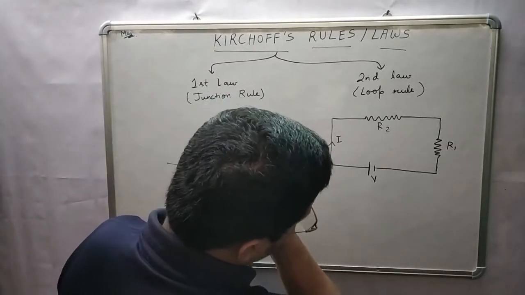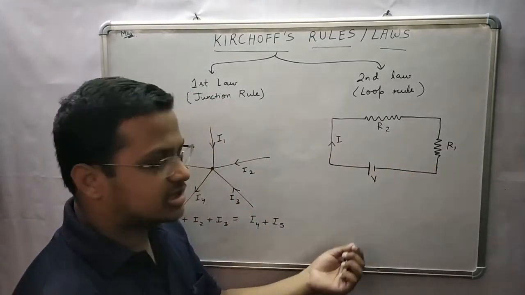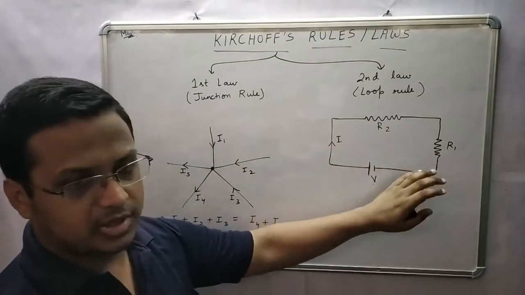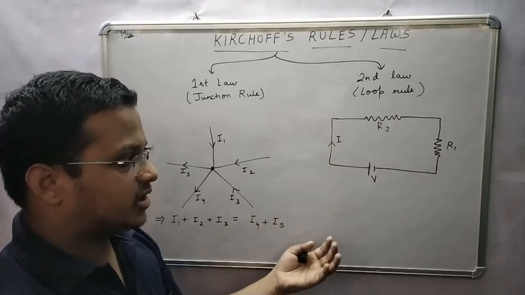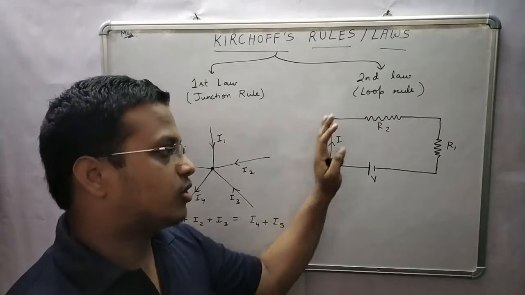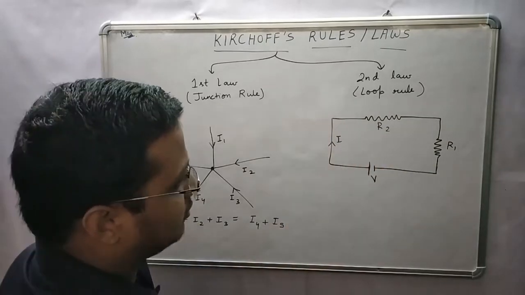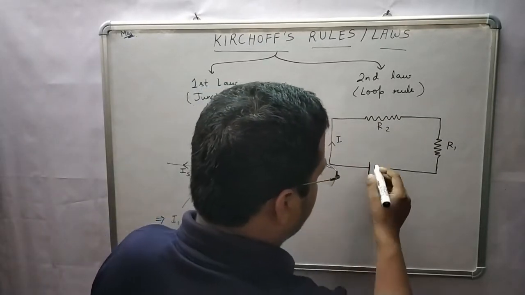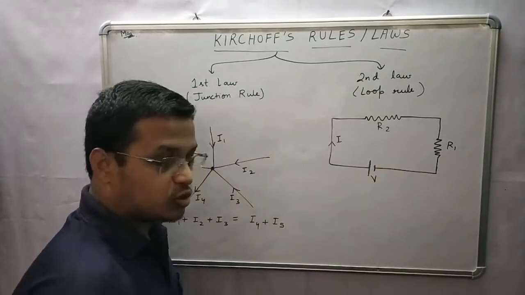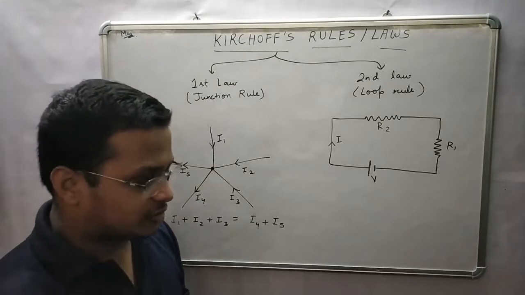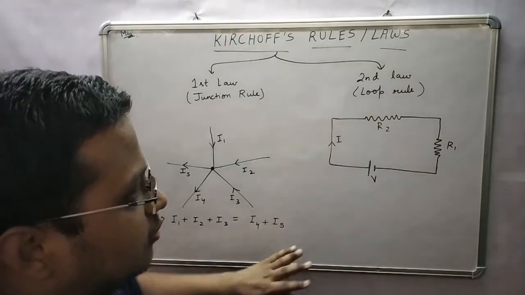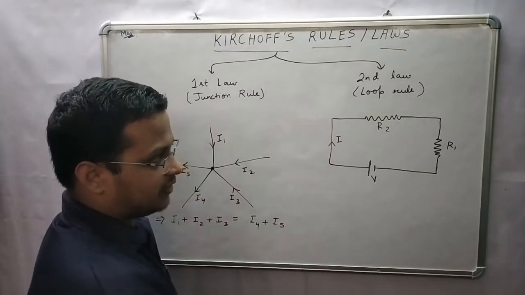Now, how to apply? What does this law say? This law says that the total potential drop or the total potential difference in the complete loop is zero. Let us see how to devise this. There are many ways to do this, but you should follow any one of them, because if you follow more than one way, you might get confused. So follow any one way and stick to it for a lifetime.